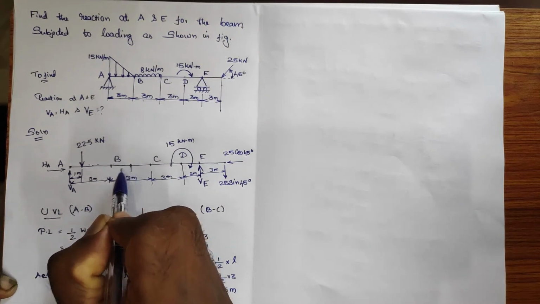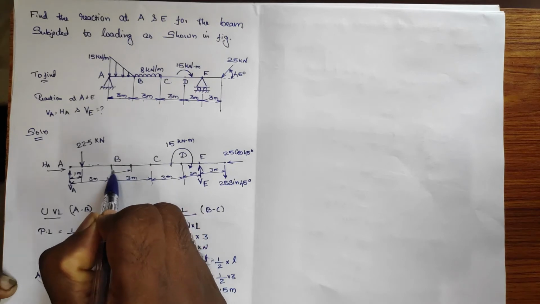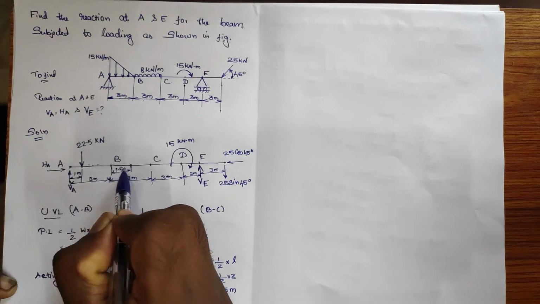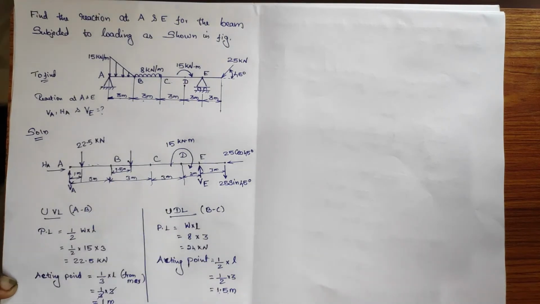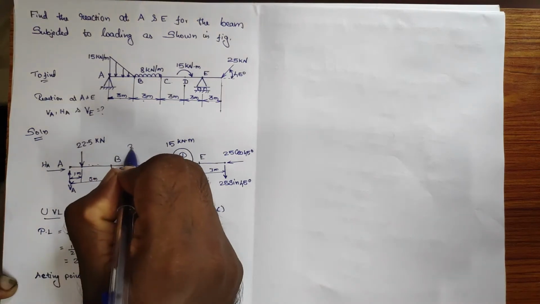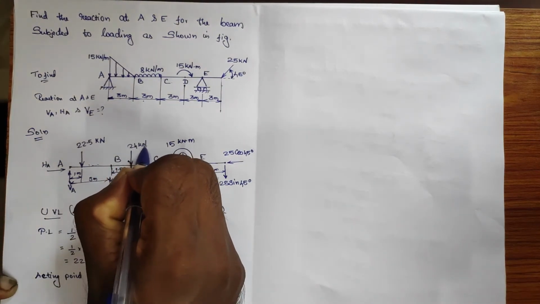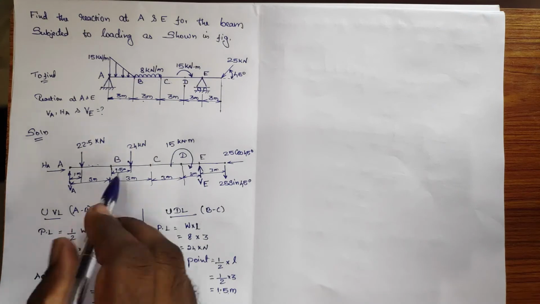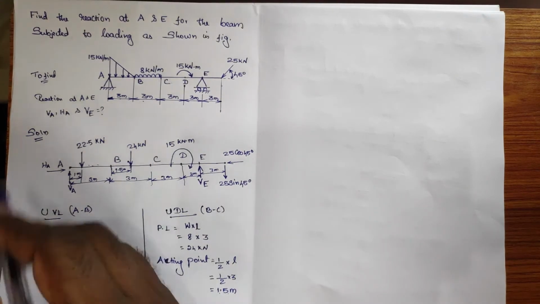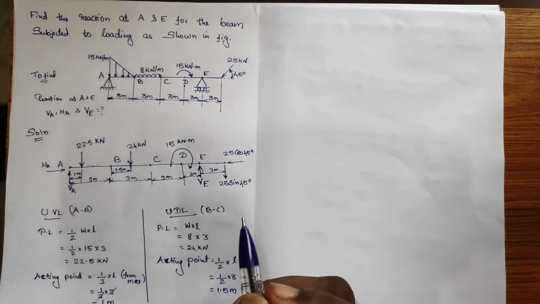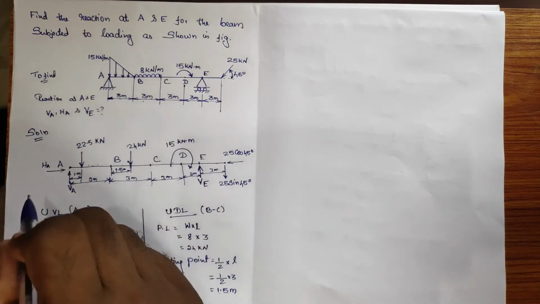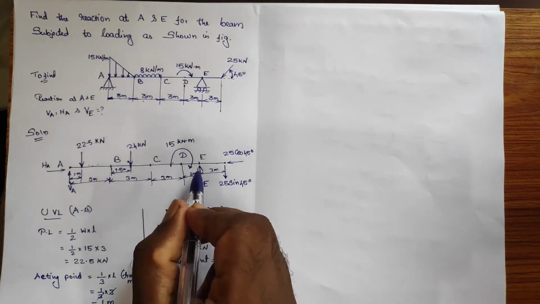So in the mid, I am just going to note 1.5 meter, and I am going to place the point load of 24 kilonewton. Okay, so this is the force arrangement. So for this we are going to identify the unknown forces at A and E.